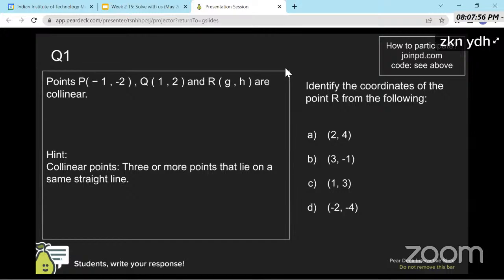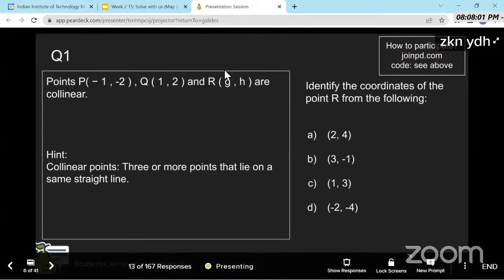Now you just have to solve this. Maybe I'll give you 2 minutes to solve this, and then we can discuss it. It's 8:08 right now. At 8:10 we'll discuss this. Done already. I can see 19 or 20 of you have already given a response.